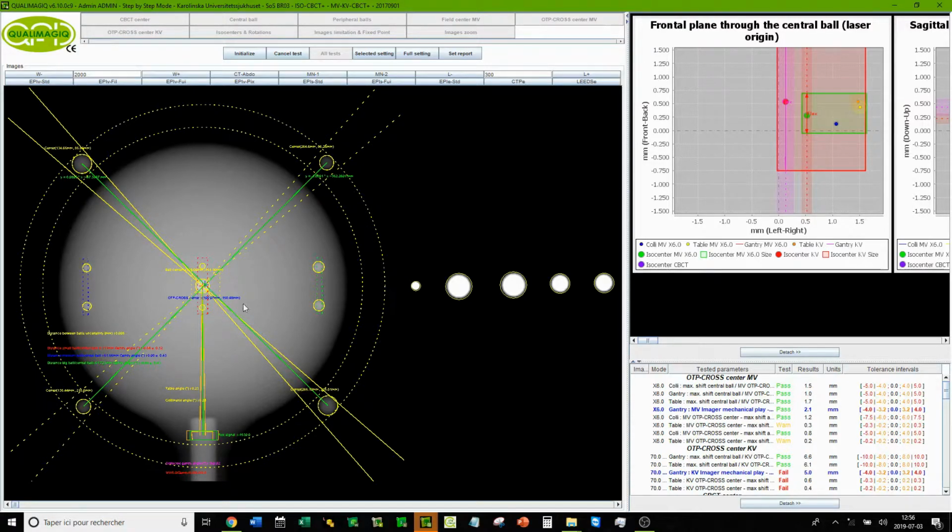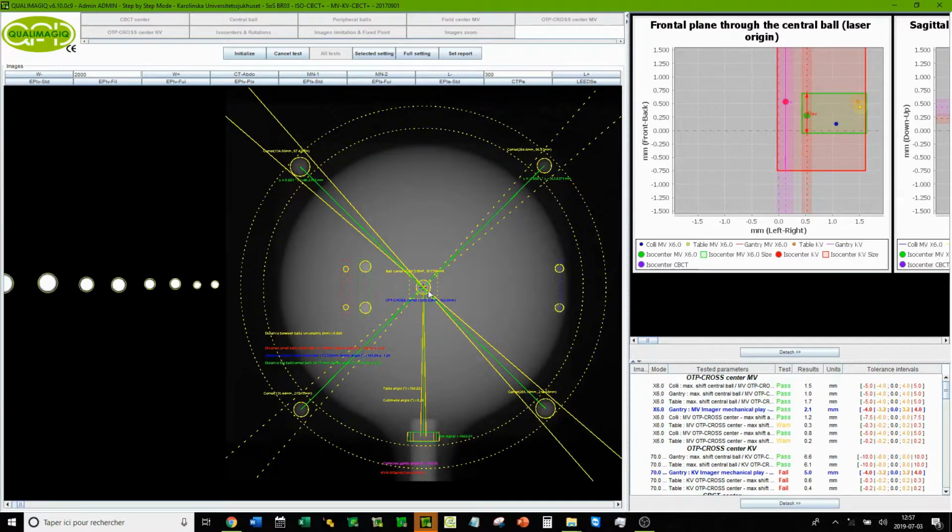We will now return to QUALIMAGIQ, which has completed its job, which consisted in detecting in all of the images the four balls of the cross-test object, the central and the six peripheral balls of the isophantom and its metal ring.